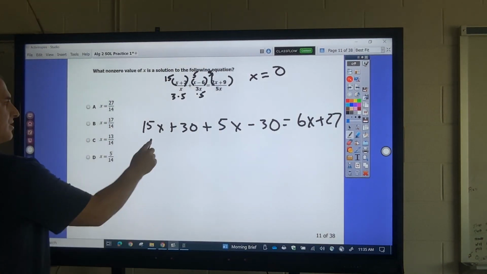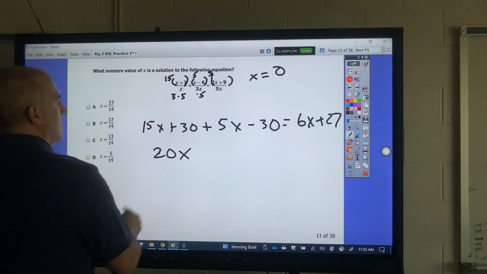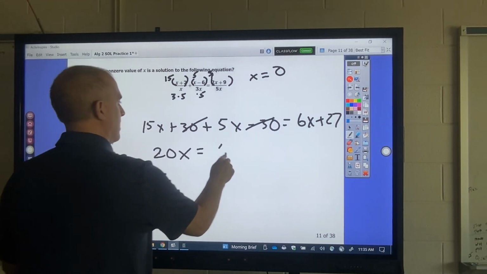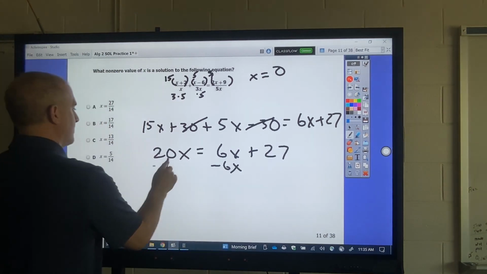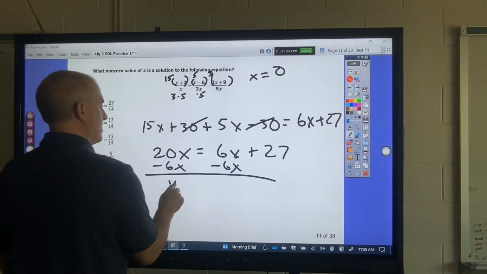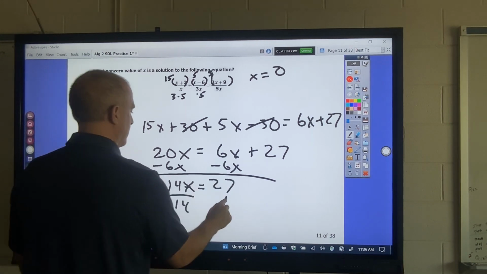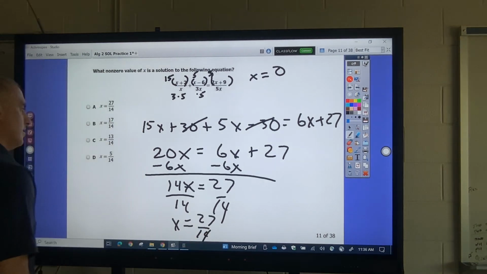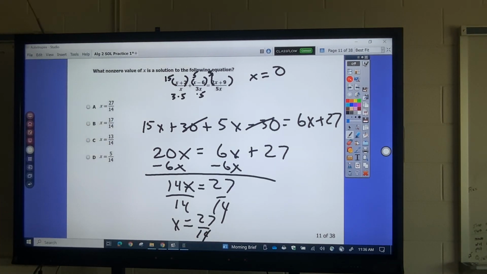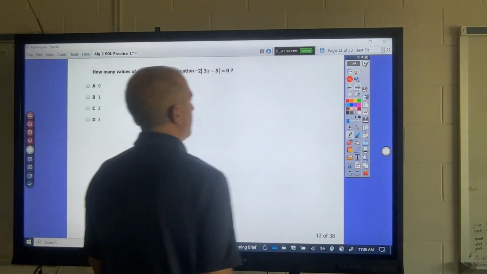Okay, if I combine like terms, that's going to be 20x. Okay, that's going to go away. I got 6x plus 27. Subtract 6x. That's 14x equals 27. Divide by 14. X equals 27 over 14. Okay? All right? You could always try these answers in to see which one would work for you.